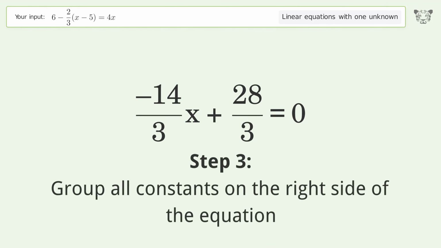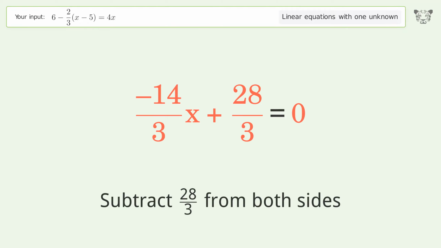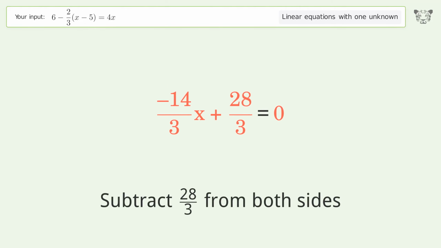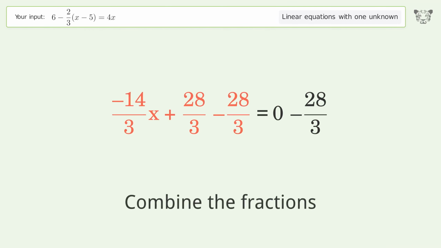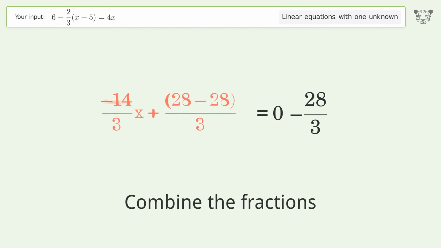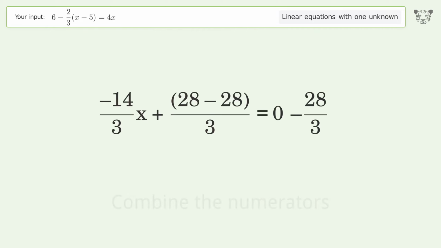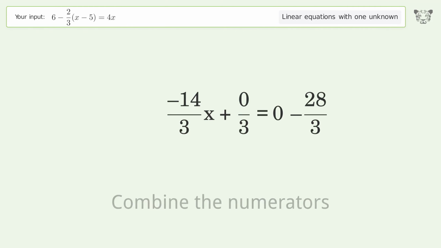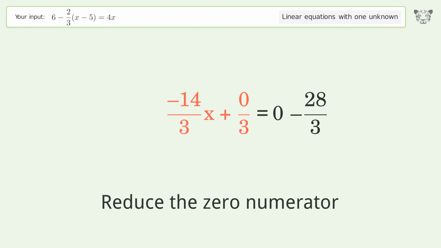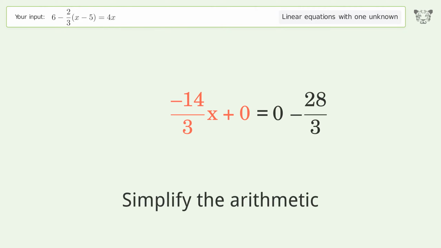Group all constants on the right side of the equation. Subtract 28/3 from both sides. Combine the fractions. Combine the numerators. Reduce the zero numerator. Simplify the arithmetic.